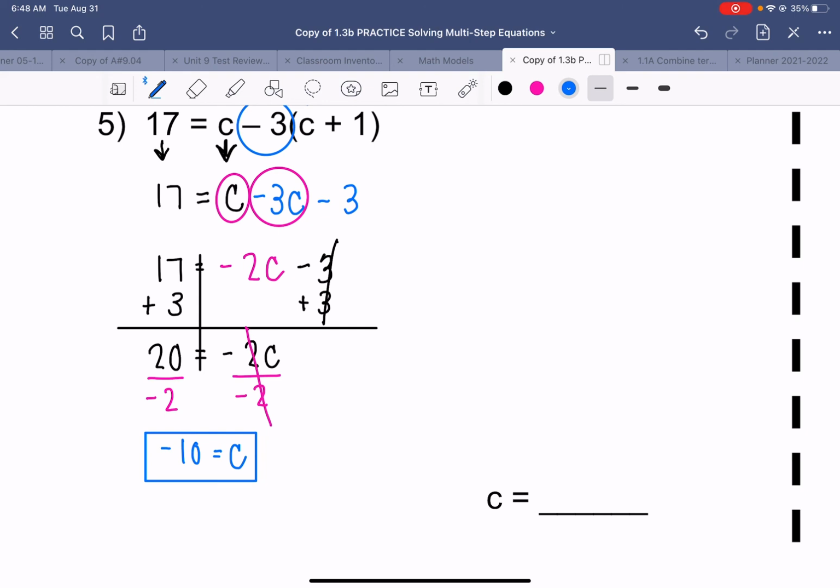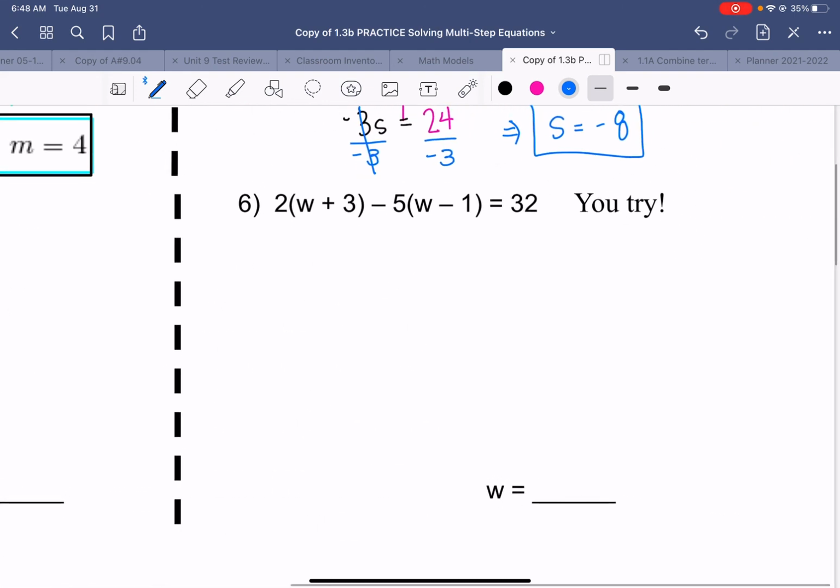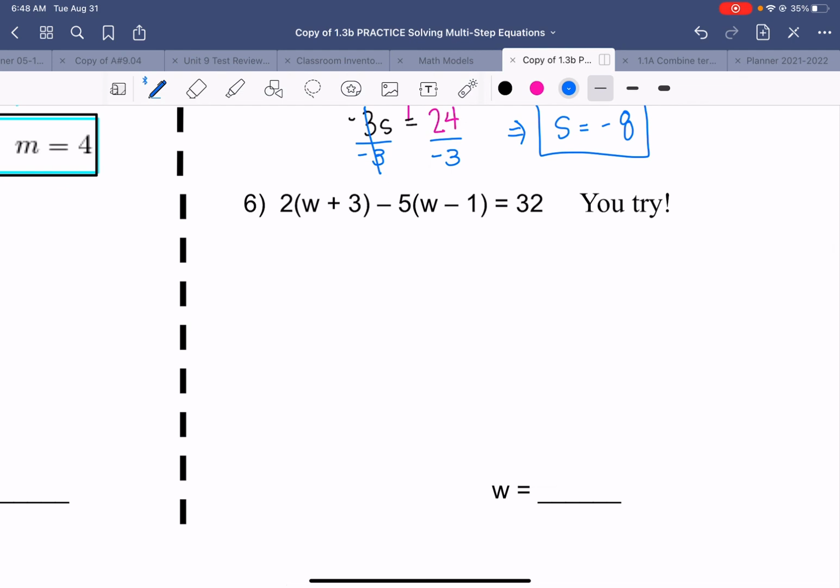All right. You're going to try number 6, okay? But notice how we have 2 sets of parentheses. Okay, 2 sets of parentheses means we're going to distribute twice. And when you distribute on this last one, don't forget to take the negative 5 when you distribute. You will get the answer on the copy of notes.